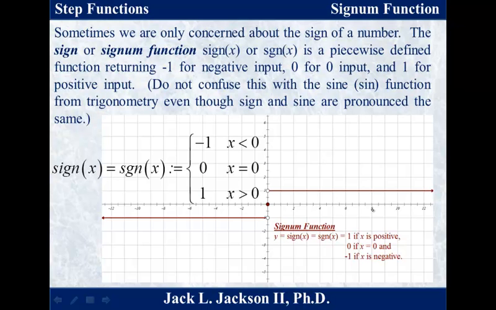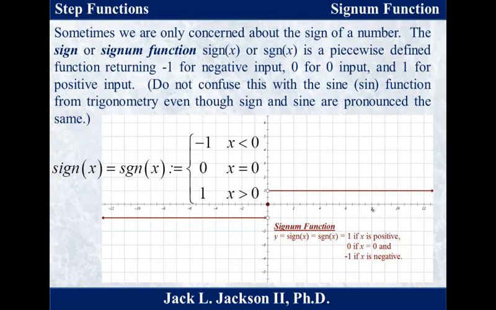One other function we'll look at is, sometimes we're only concerned with the sign of a number, whether it's positive or negative or 0. And so the sine function or signum function, sign of x or sgn of x, two different ways to say that, is actually a piecewise defined function returning -1 if it has a negative input, 0 if it has a 0 input, and +1 if it has a positive input.